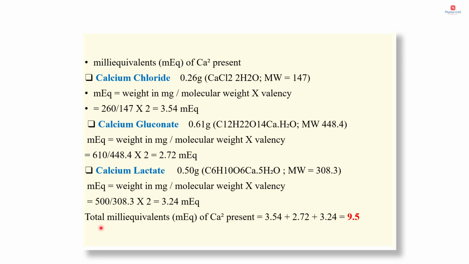Now we can find out the total milliequivalents of calcium present in the solution by adding all these values of milliequivalents. That is 3.54 plus 2.72 plus 3.24, that is equal to 9.5, which is the total number of milliequivalents of calcium present in the solution. So here the correct answer is option E, that is 9.5.